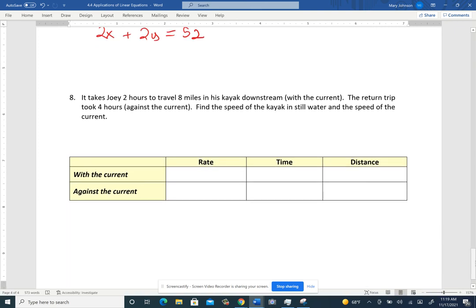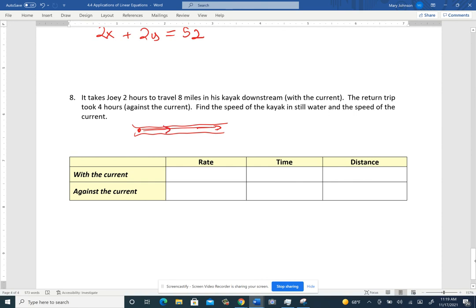All right, so let's think about this one. It takes Joey 2 hours to travel 8 miles in his kayak downstream. So I'm thinking about having a stream, and let's say the current is flowing this way. So if he puts his kayak in right here, it's going to take him 2 hours to go 8 miles downstream. And then it says the return trip took 4 hours.